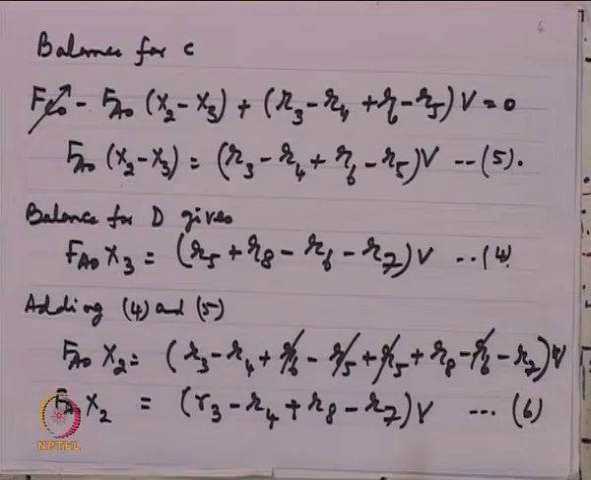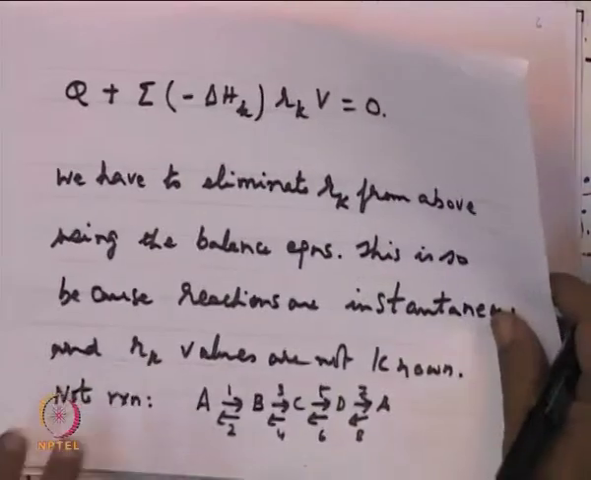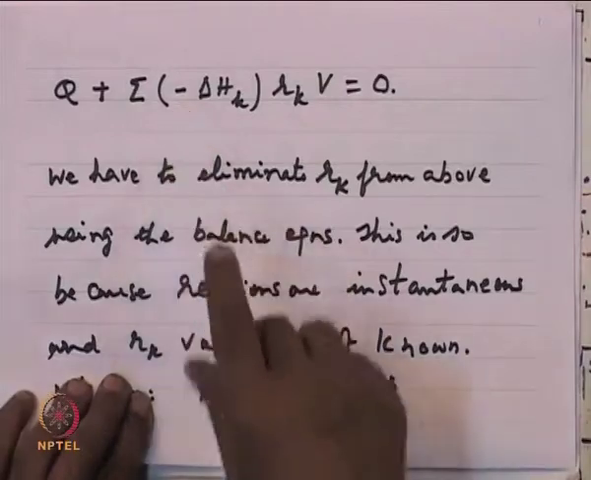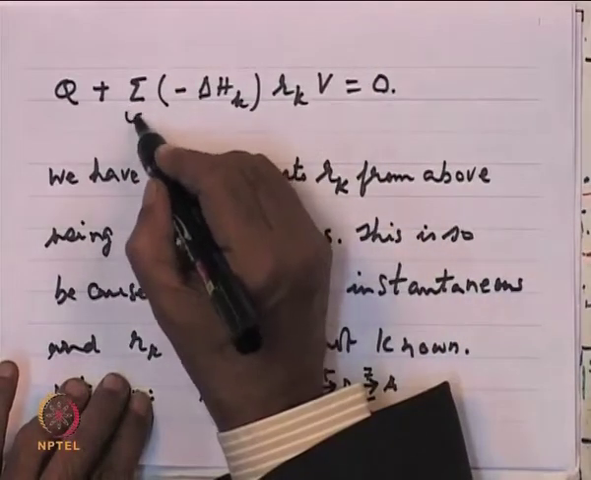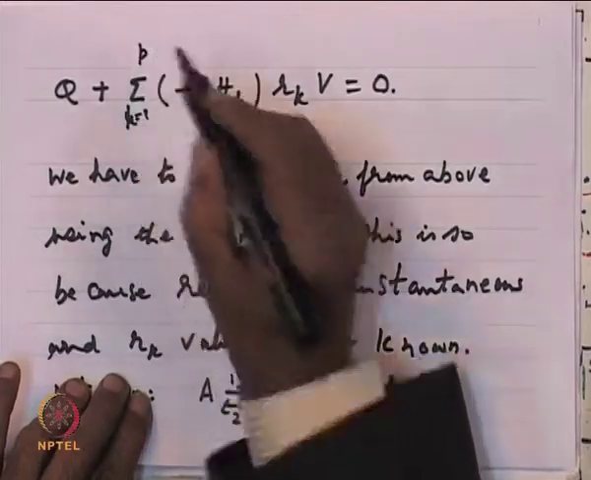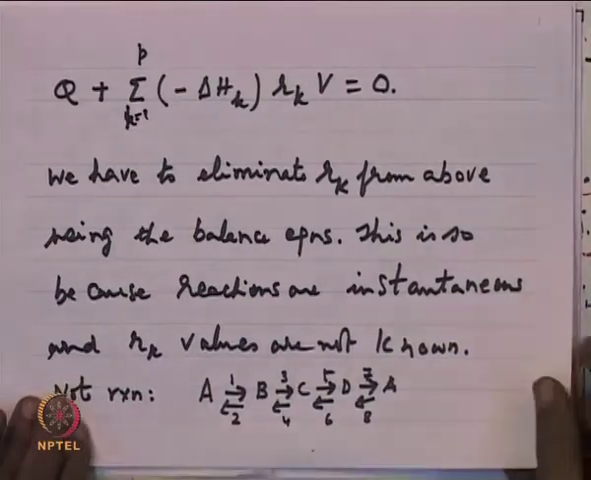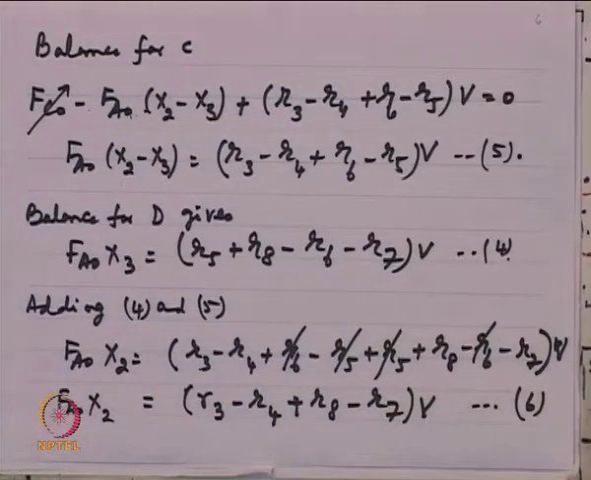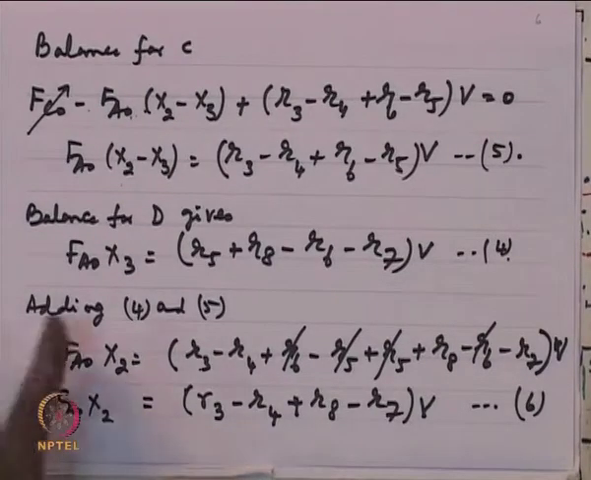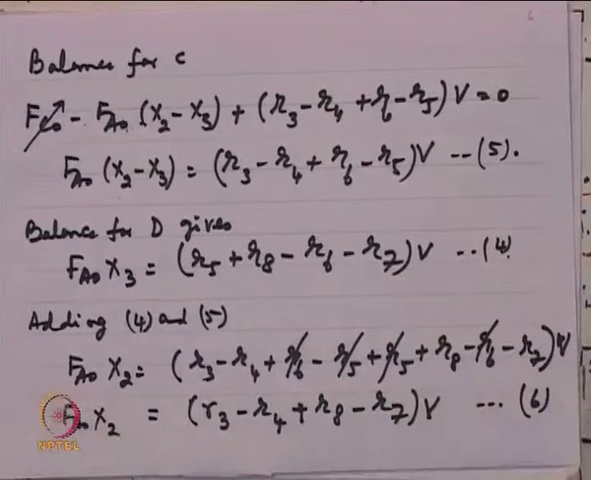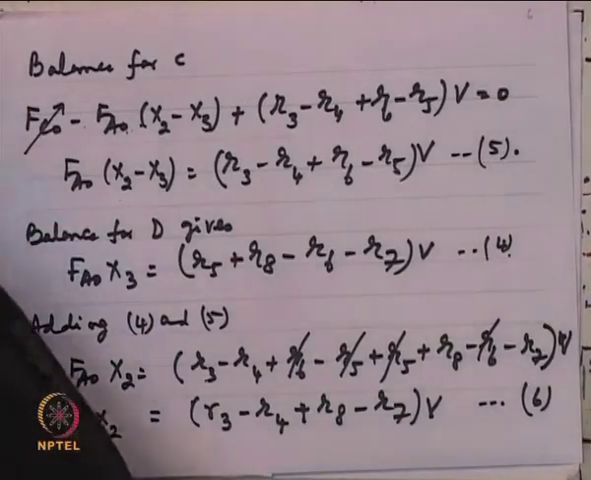So, what have we done? When we expand this function, sigma minus delta Hk rk, with k going from 1 to p, we find that the right hand side rk's are very large, therefore we are able to eliminate them using the material balance, and that is what we have tried to do. So, we have found FA0 X1, FA0 X2, FA0 X3 in terms of rate functions. Now that we know them in terms of rate functions, we can substitute in our equation and find out how they simplify.